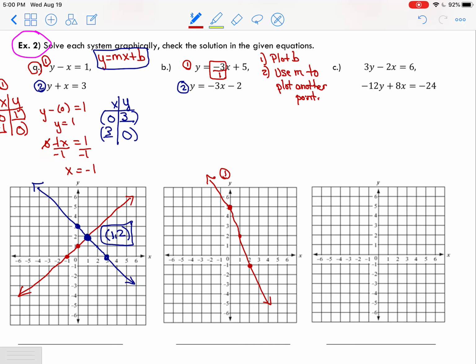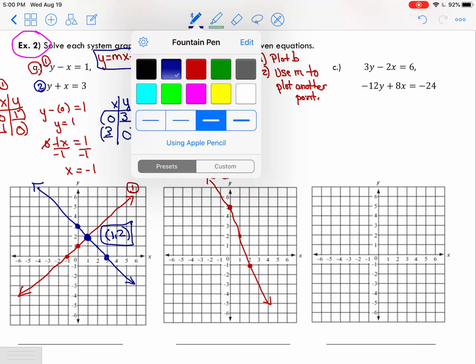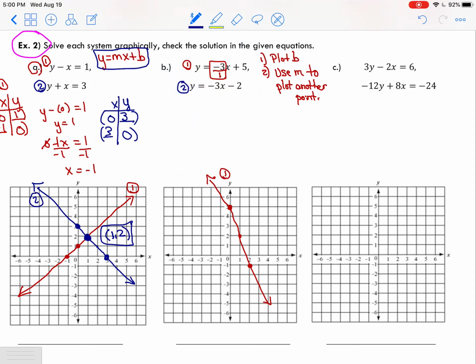Okay, so this is equation 1. I didn't label those over here. I should always do that. This is my equation number 2.